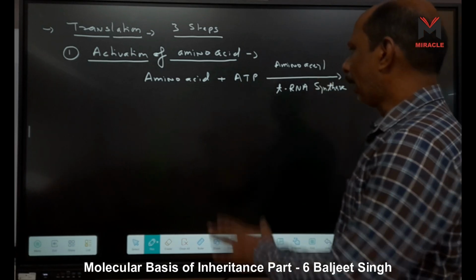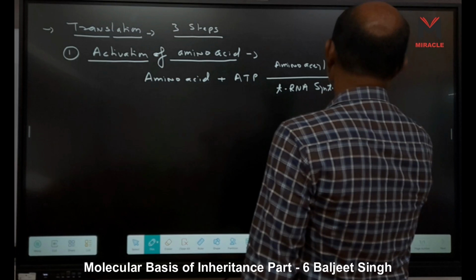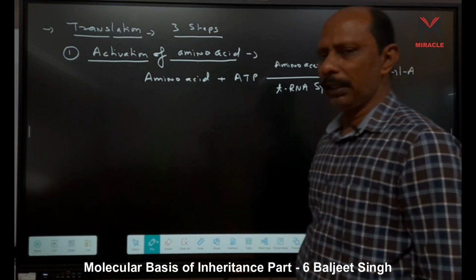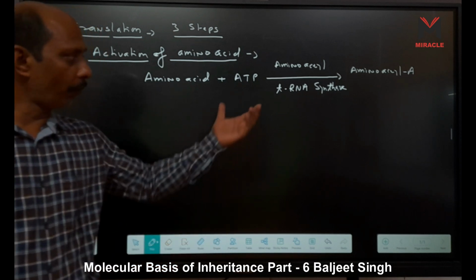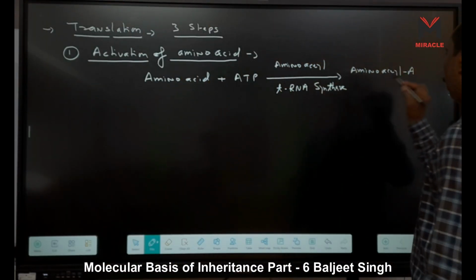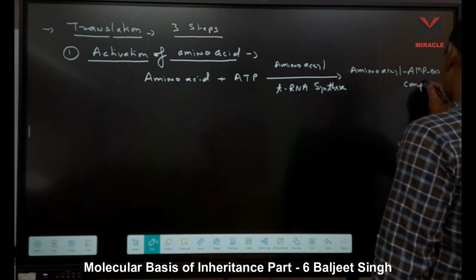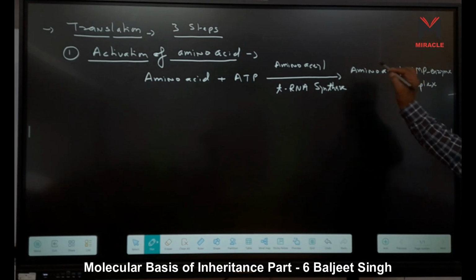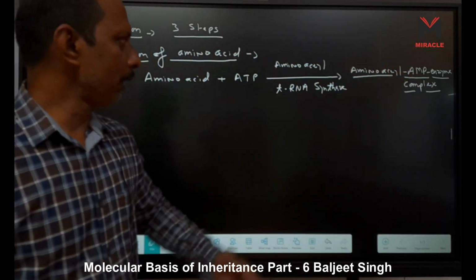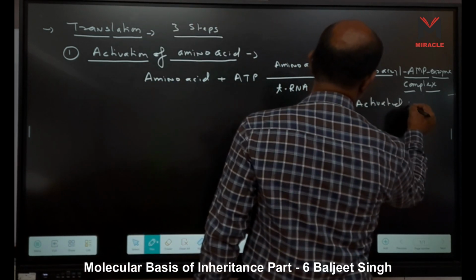Now here amino acid plus ATP plus enzyme forms a complex. We can say here amino acyl. Because ATP is there, but this ATP is broken down. What is the function of ATP? ATP provides energy. So here energy is consumed, ATP is broken down and converted into AMP, and the amino acyl AMP enzyme complex is formed. That is called activation of amino acid. Now this is the activated amino acid.